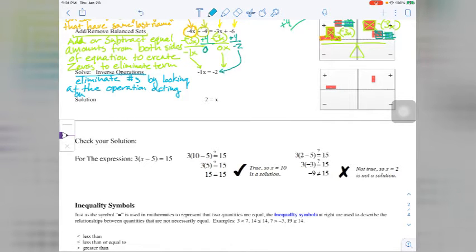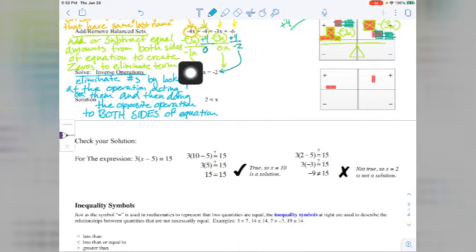So if a number is being added, you look at that, that's the operation. Or if it's being subtracted, you just look at what's happening to the numbers. You eliminate numbers by looking at the operation that is acting on them and then doing the opposite operation to both sides of the equation. So this is like a balance set, sort of.